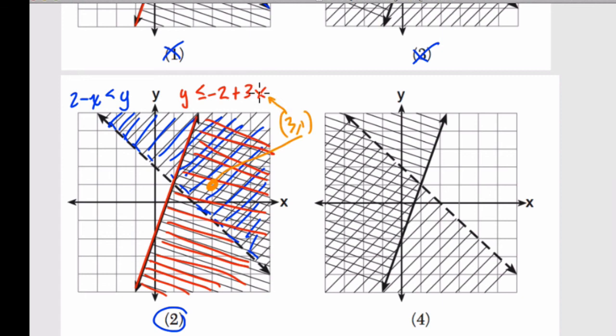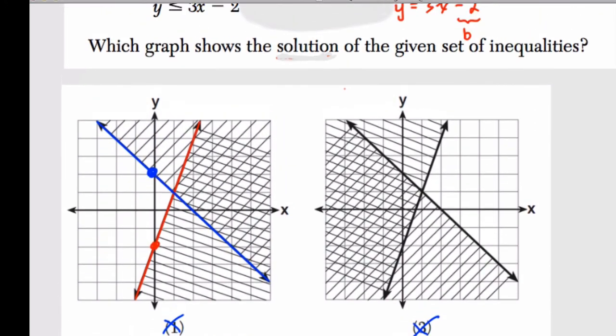3 times 3 is 9, plus negative 2 is 7, and 7 is greater than or equal to 1, the y value. It's also true here. It's a common solution for both. 1 is greater than 2 minus 3. So 2 minus 3 is negative 1, that's less than y, so it works for both. So again, this is a harder problem. I would stop the video, start it over, and try it on your own if you want to practice it. Thank you.